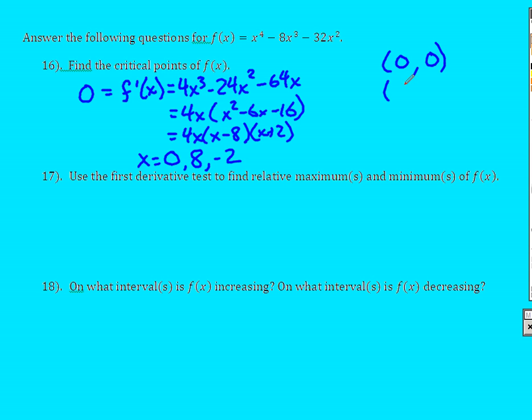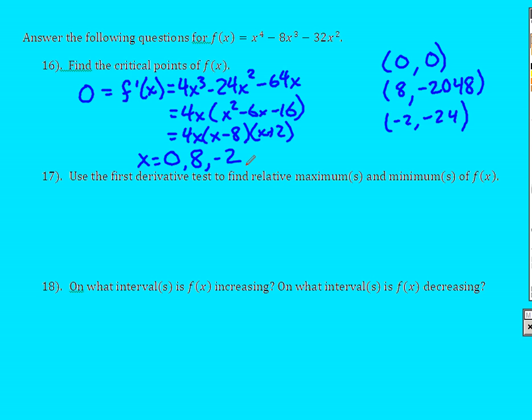For 8, when I plug that in, it's (8, negative 2048). And then negative 2 becomes (negative 2, negative 24). So those are my critical points. If I said just critical numbers, I mean the x values.